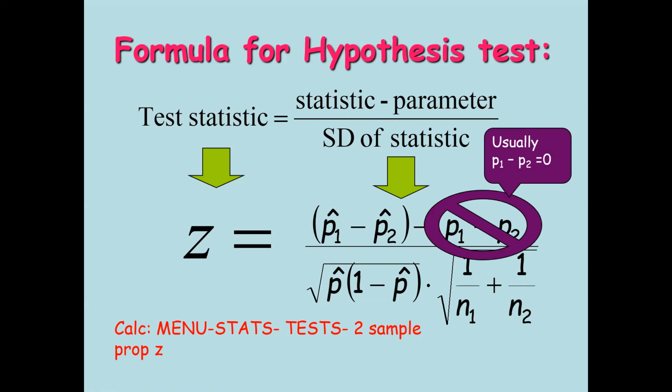And usually our null is going to be that p1 minus p2 equals 0, so we're not going to need that part. It slightly makes it easier. But again, I would suggest a calculator. Menu, Statistics, Test, and then two-sample prop if we are talking about proportion.